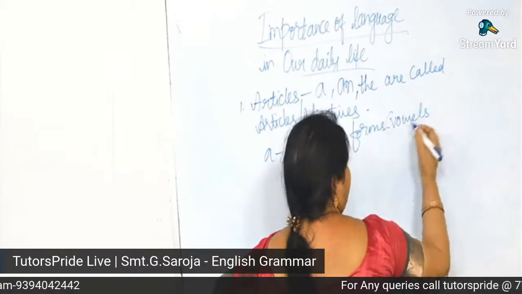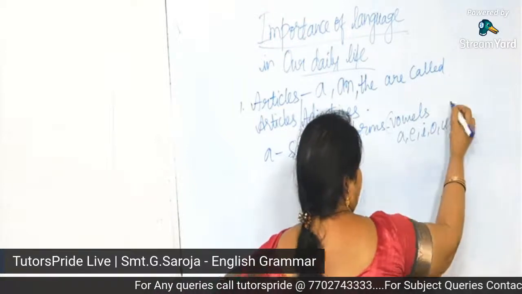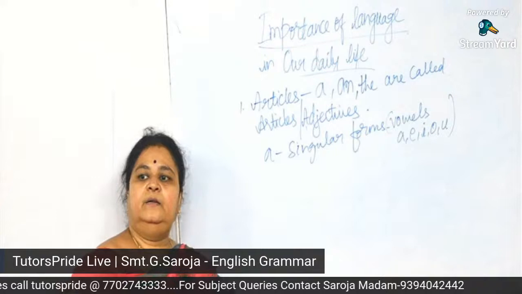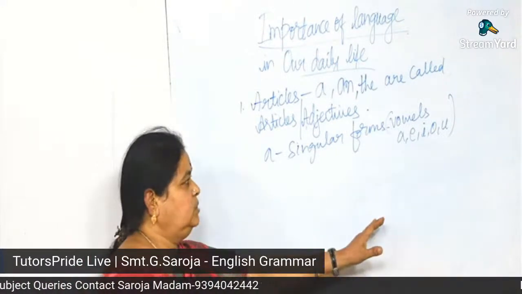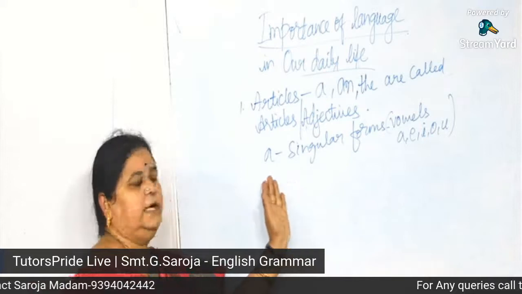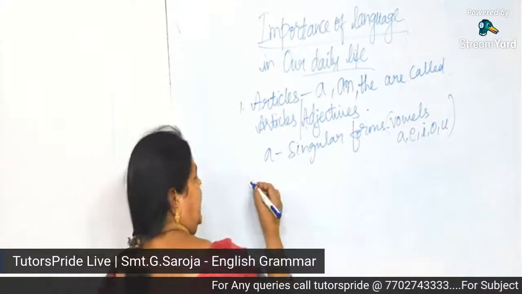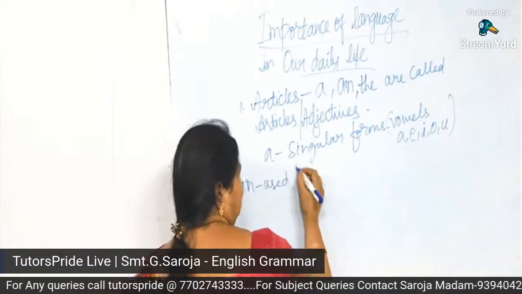What are vowels? A, E, I, O, U. These are called vowels. Vowels make a sound. Vowels come before words. With singular words we use vowels. And a is used before consonants.